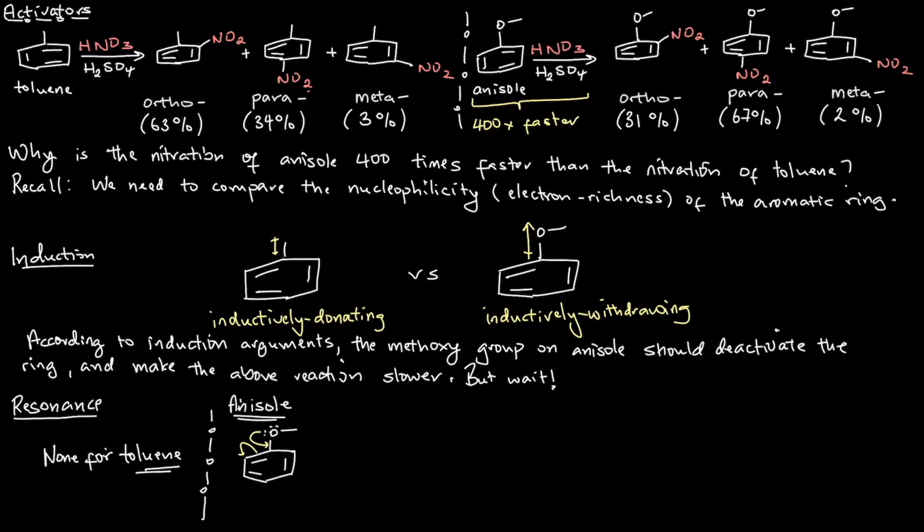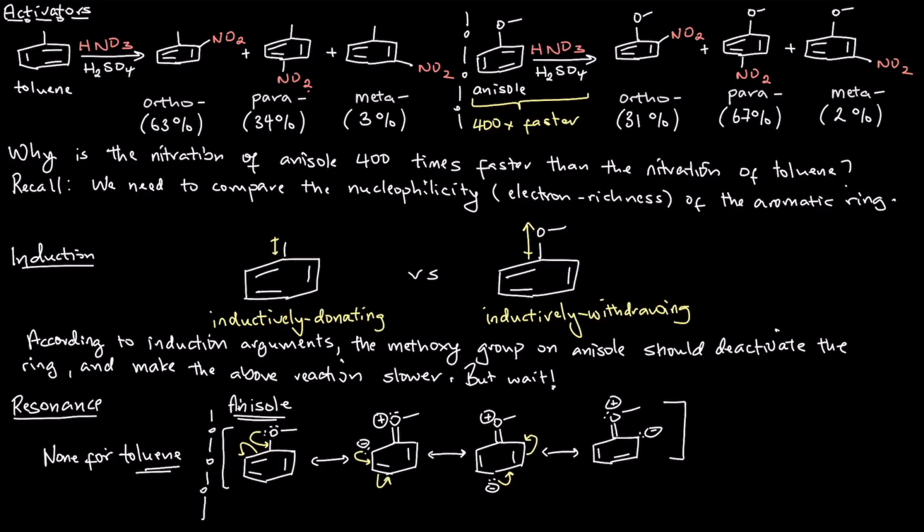So here's one resonance pattern that you should be able to draw out, right? And then you can keep going. That's another resonance form. And then here's the last resonance form. Okay. And note that if you keep going, you will end up with the exact same structure in the very beginning.